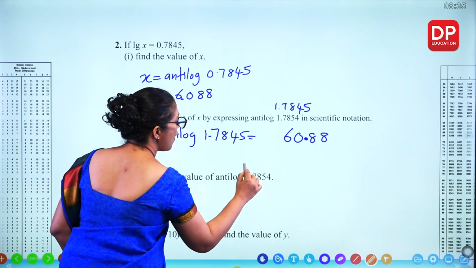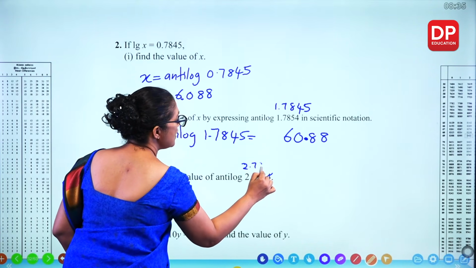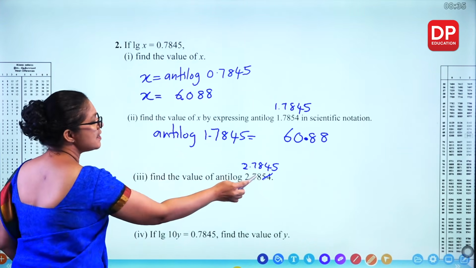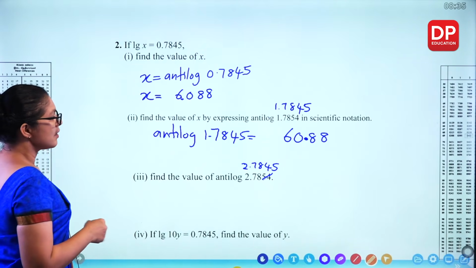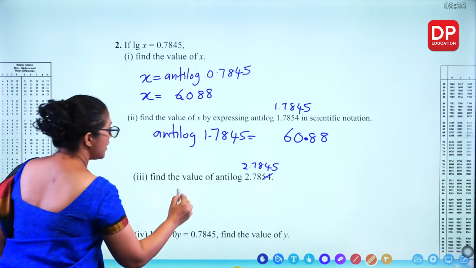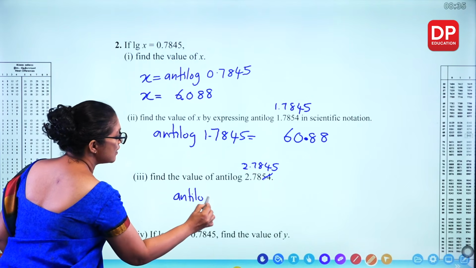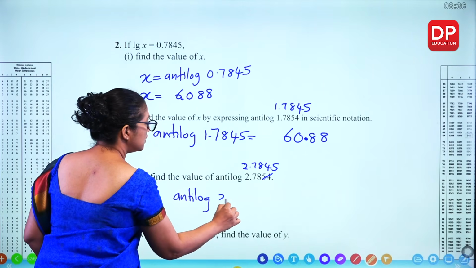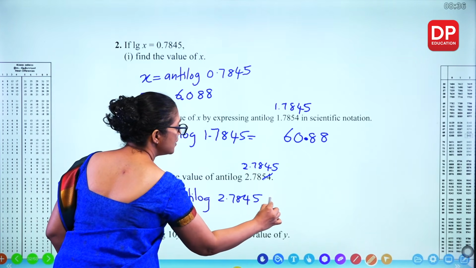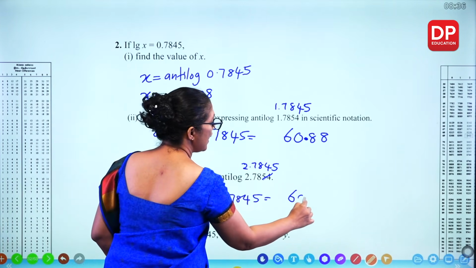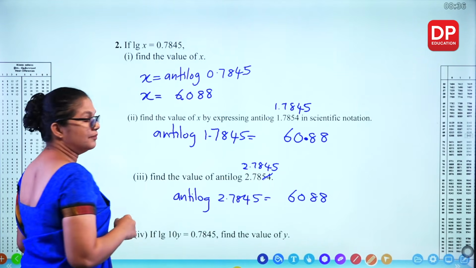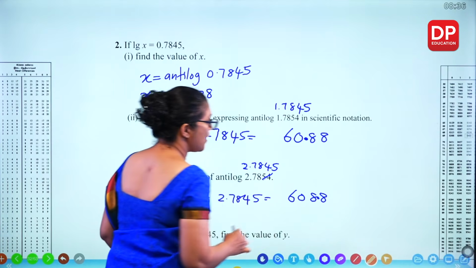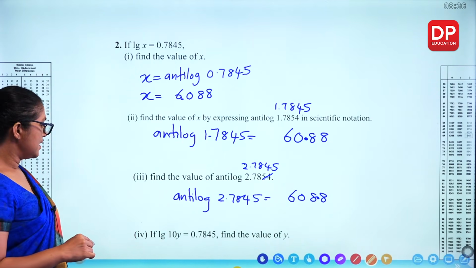Here also 2.7845. So what's the antilog value? Now the characteristic is different. You can write down this one as same value 6088, but 2 places to the right. 1, 2. So the answer is 608.8. Now last one.